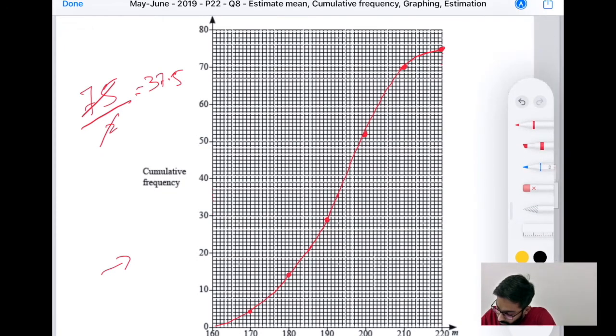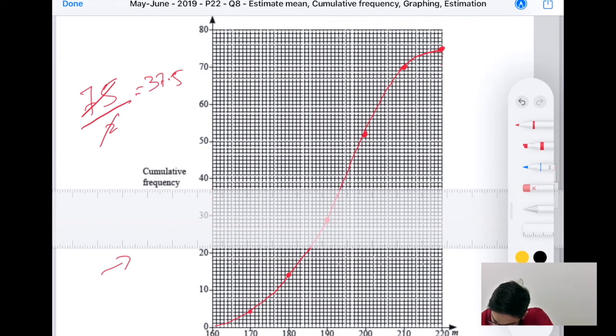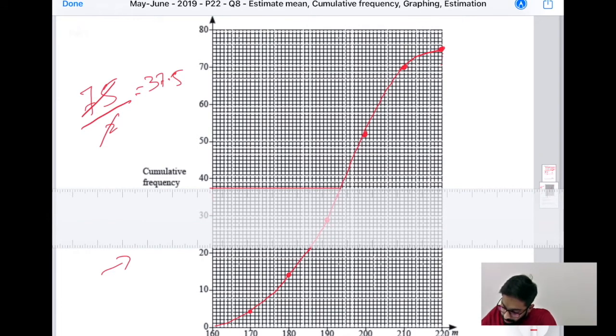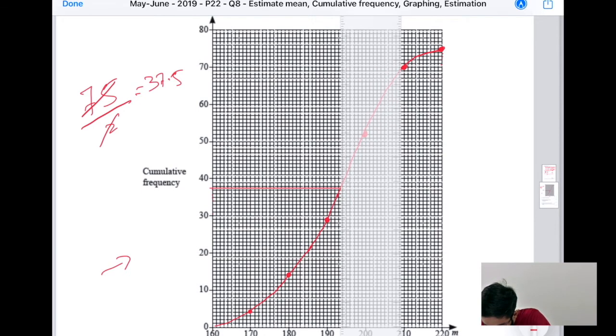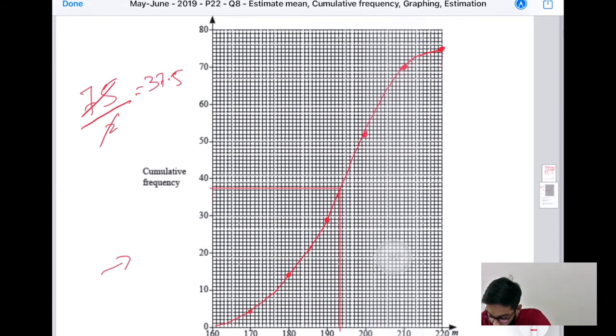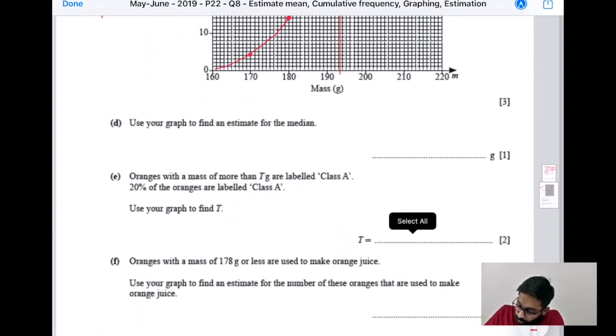Where did the scale go? Yeah. So we draw a horizontal line at this point. At this point, this is sharp enough. And then we draw a vertical line extending from the same intersection point at this point. Okay, it extends to this point. Perfect. So it is slightly above 193. So we write 193.5. That's our median. 193.5, or you can also say 194.